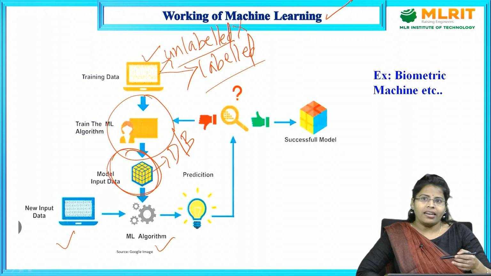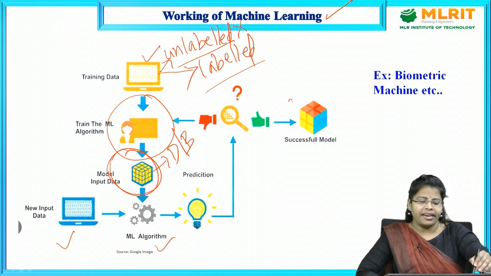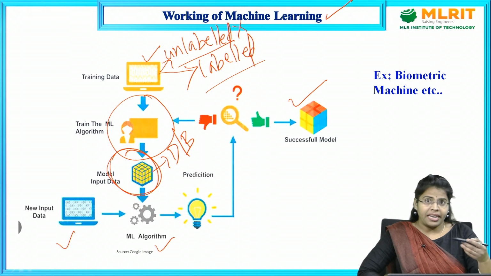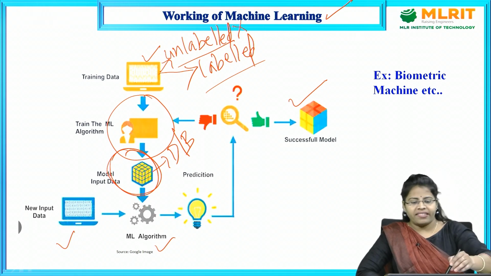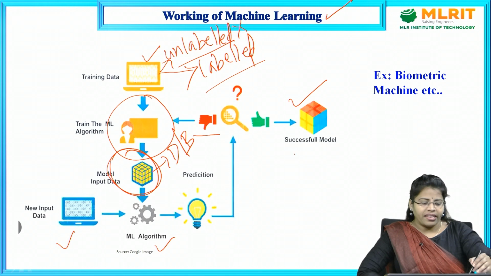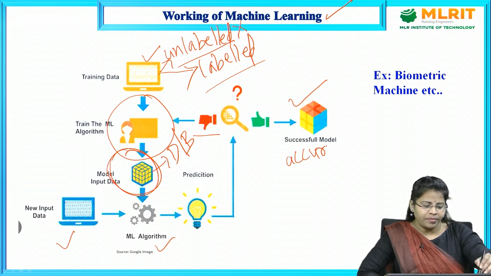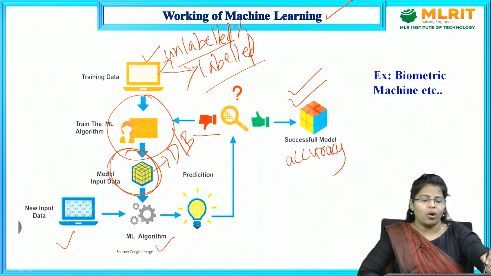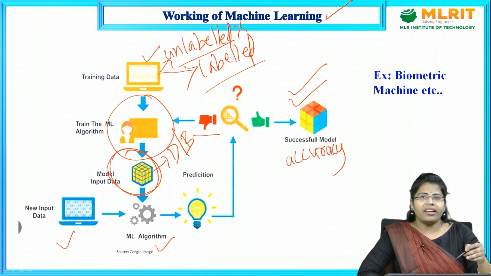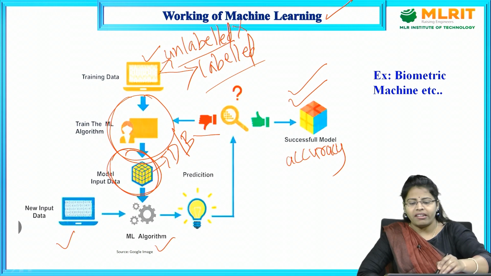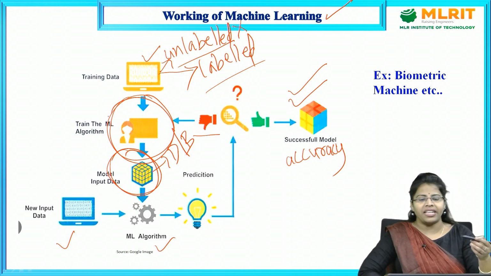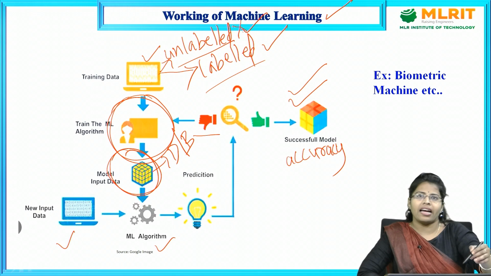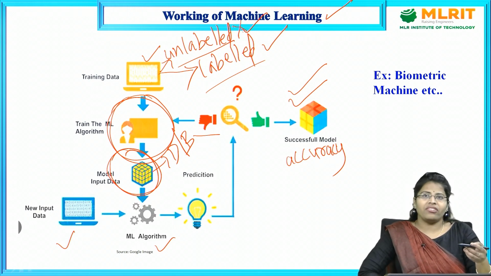Based on that, after giving the training, it is going to predict the output based on an input. For example, it is going to predict the accuracy. If the accuracy is correct, then the machine learning algorithm is deployed and it is a success. And if the accuracy is not correct, then what happens? We are going to train the machine learning algorithm again and again with the help of the labeled data set and unlabeled data set. Based on that training, again it is going to predict the accuracy.